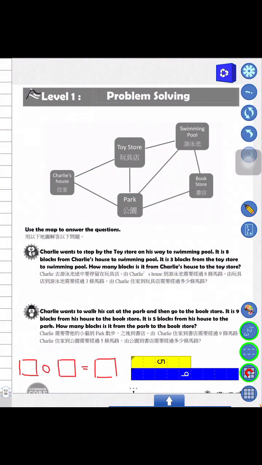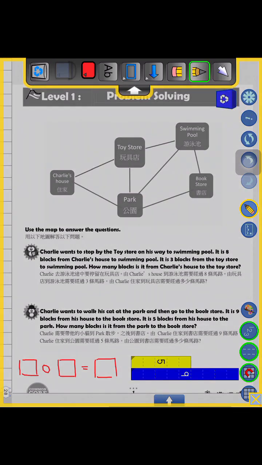Okay, now we do question 2 together. Charlie wants to walk his cat at the park and then go to bookstores. It is 9 blocks from his house to the bookstore. And it is 5 blocks from his house to the park. And we need to find how many blocks is it from the park to the bookstore.